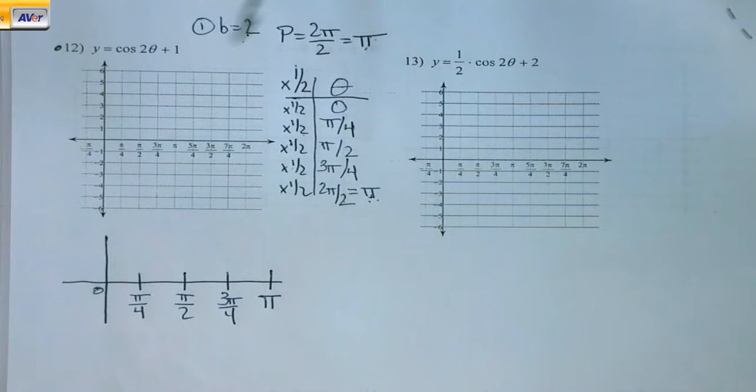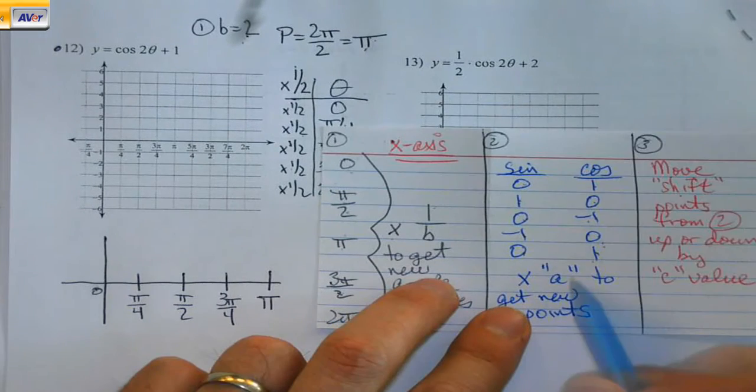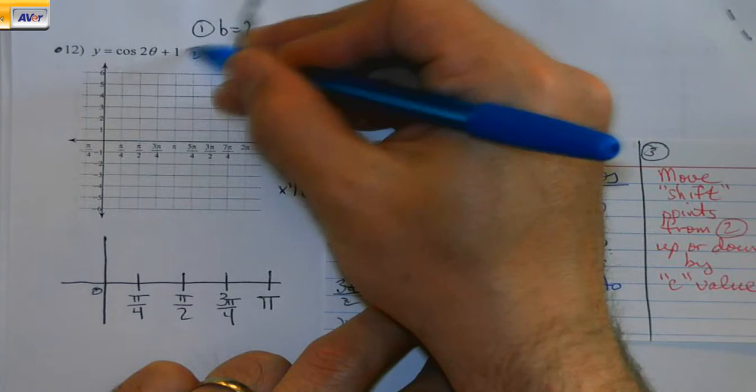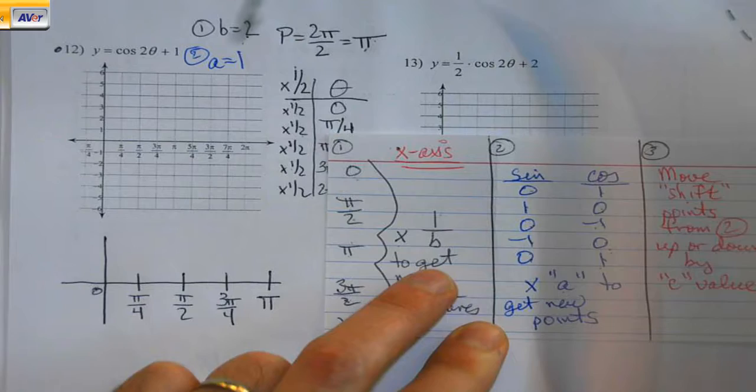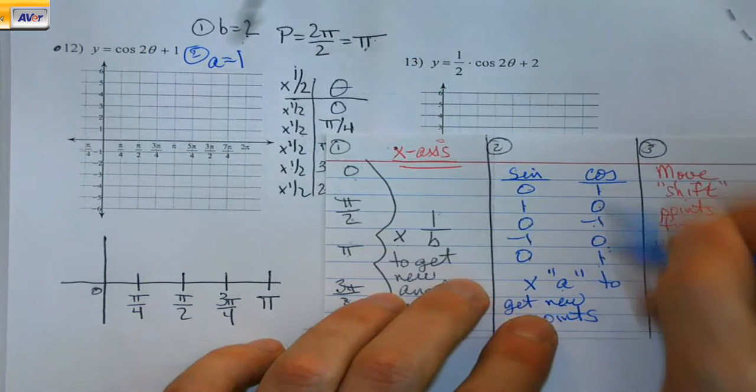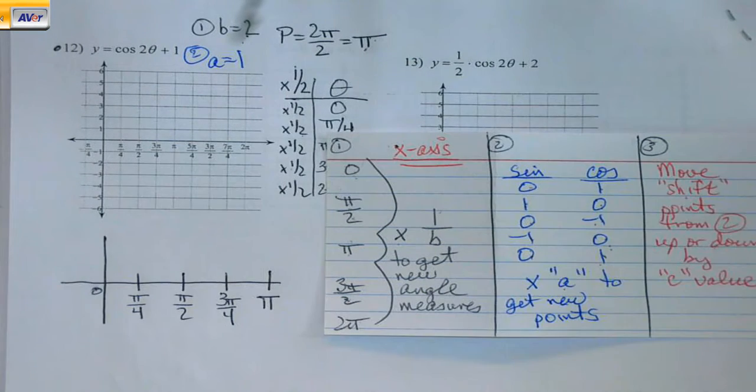Now, as far as the rest of my graph goes, what do I notice next? Well, number 2 is dealing with a. Well, I don't see a number in front here, so my a value is 1. So what does that mean? It means my cosine values aren't going to change at all.